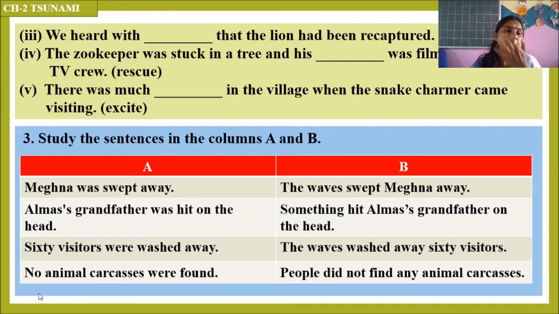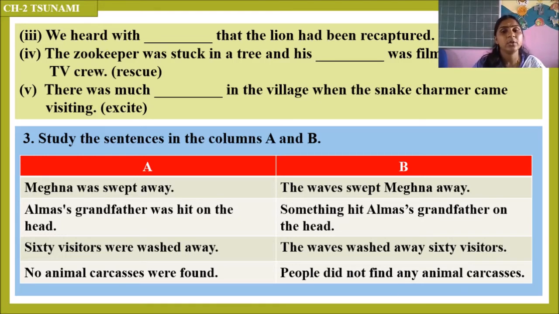visitors. The last one, no animal carcasses were found. They are telling that no animal dead bodies were found. But who searched and told this report? We don't know, right? But here, people did not find any animal carcass. So, people is the doer. They only searched and they only told that they cannot find any animal dead body. So, here people is a doer.